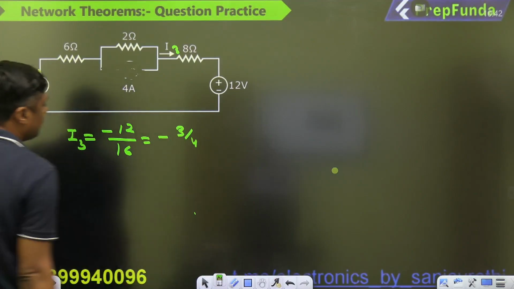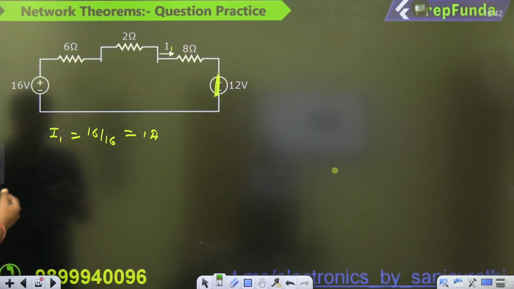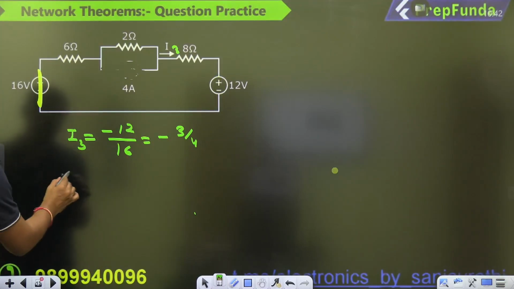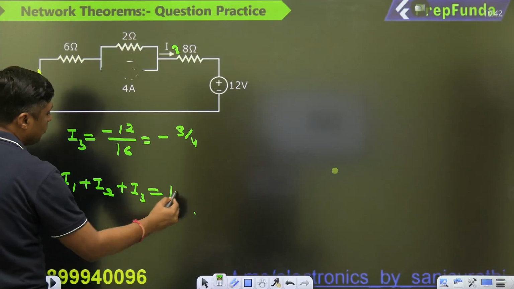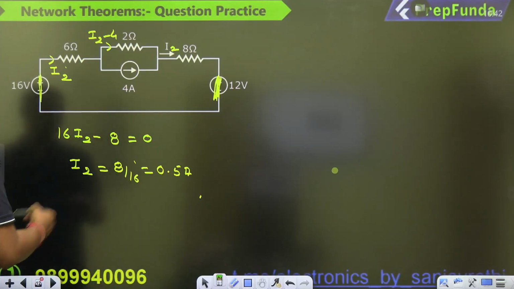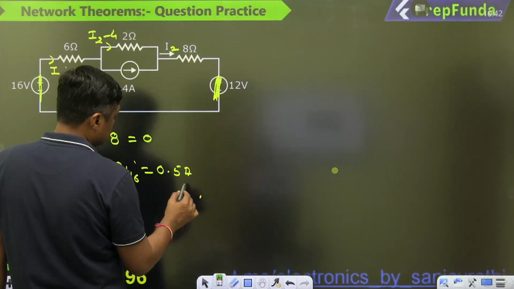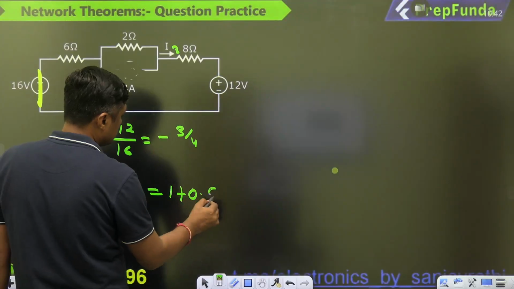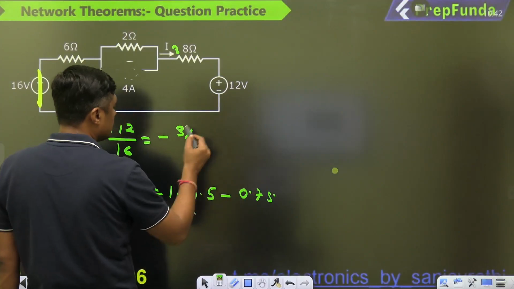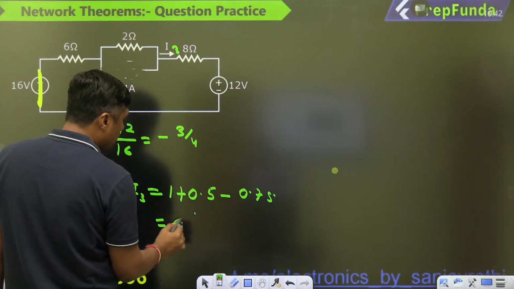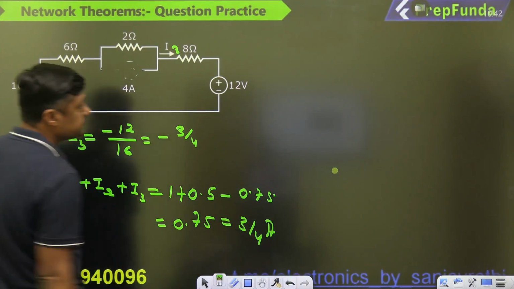Now watch. 1 ampere I1, I2 and I3. So what is the total? 1 ampere, 0.5, minus 0.75. So 1.5 minus 0.75 is 0.75. 0.75 is nothing but 3 by 4 ampere. We are getting the same answer.